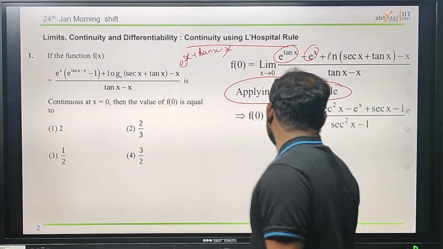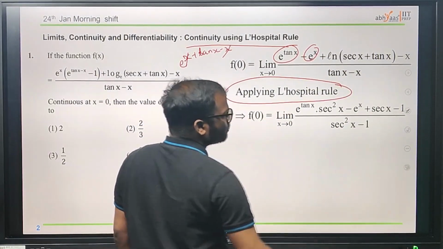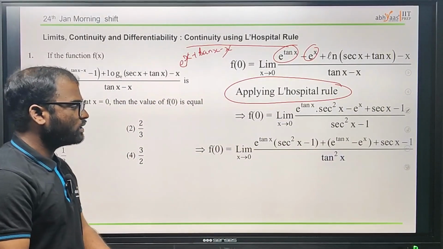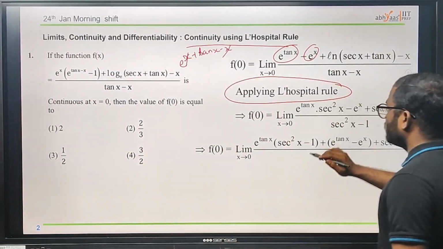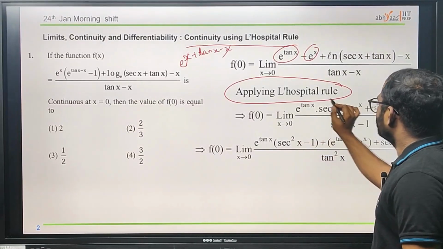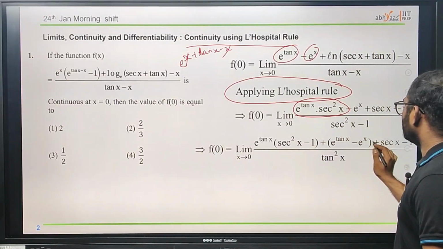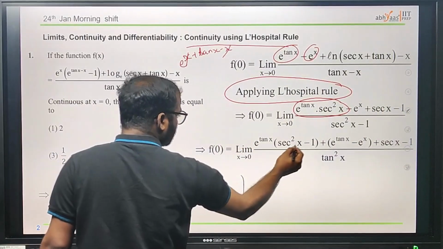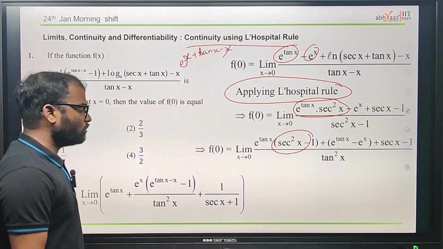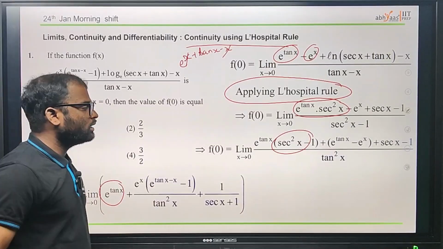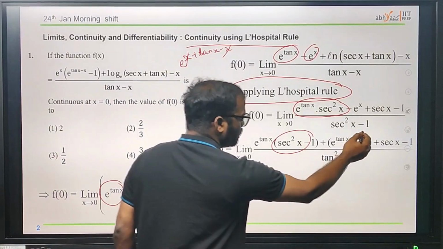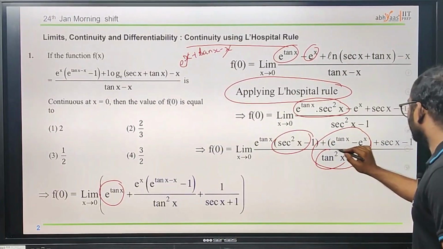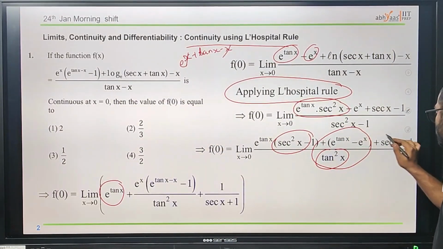After using L'Hospital's rule, we proceed with the simplifications. Next, we do some more simplification, similarly with the trigonometric functions, taking the common factor out. Next, this can be written as tan square x, which will be cancelled out, therefore what remains is e power tan x. Similarly, since we have tan square x here as well, this can be cancelled out, which can be written as this one.